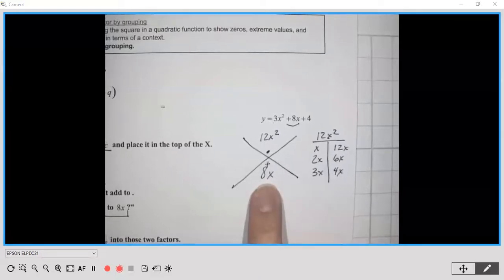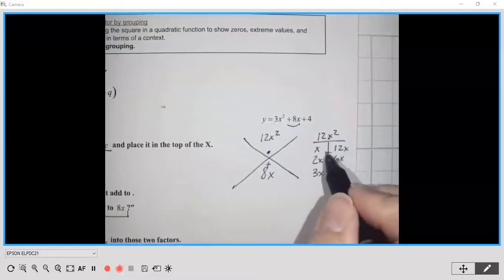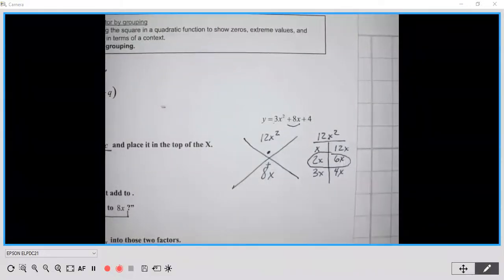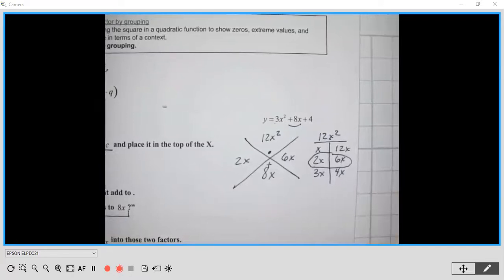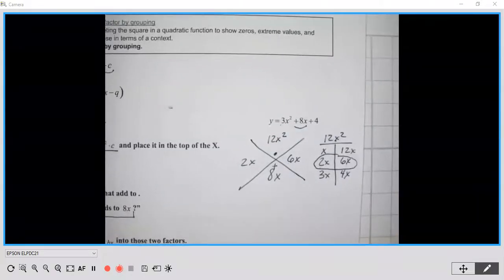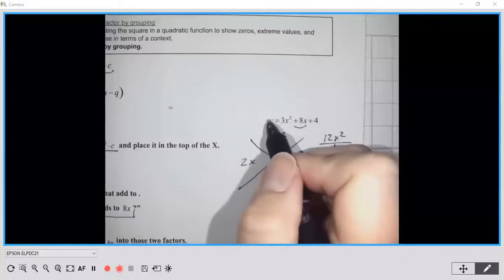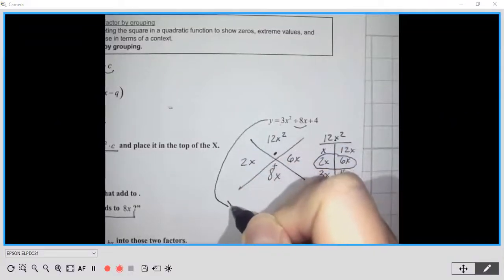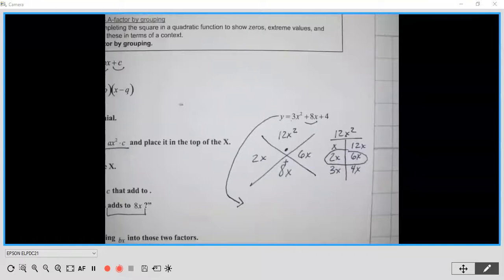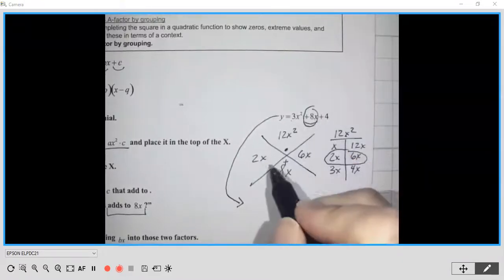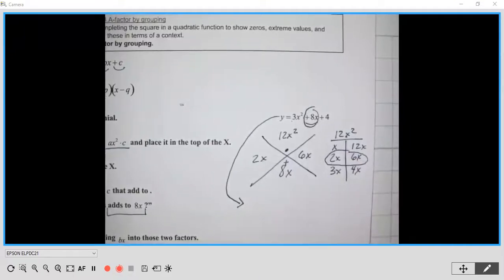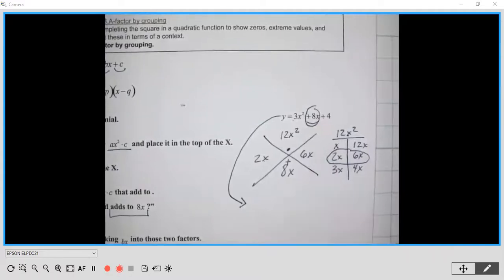I listed all the possible factors. So then I want to find which two will add up to 8x. Oh, well, 2x and 6x will add up to 8x. So the 2x and the 6x will go in the left and right side, and it's arbitrary which one you put where, the left side and the right side of the X. So now we're going to take our trinomial and rewrite it, except instead of the 8x, we're going to substitute 2x plus 6x, because I can break that 8x apart into 2x plus 6x, and that's going to make it factorable.